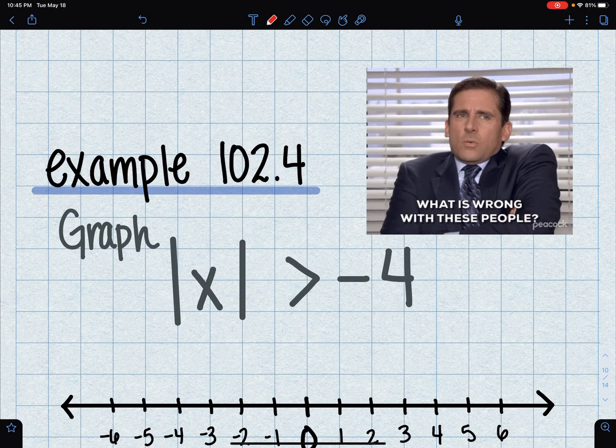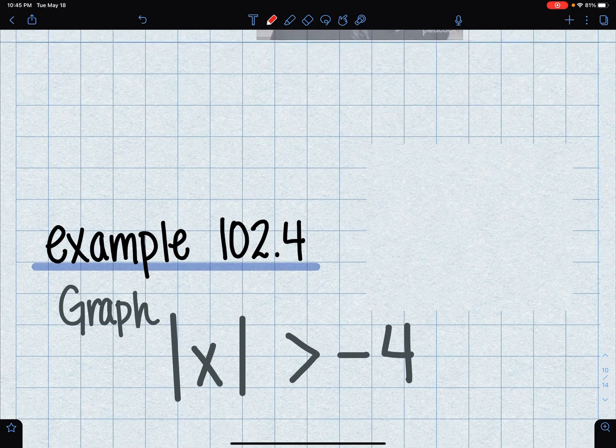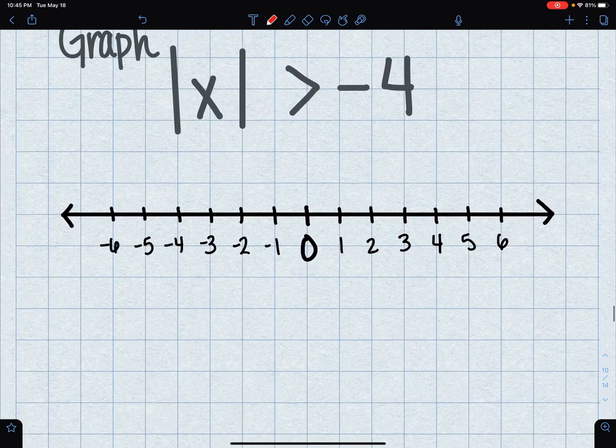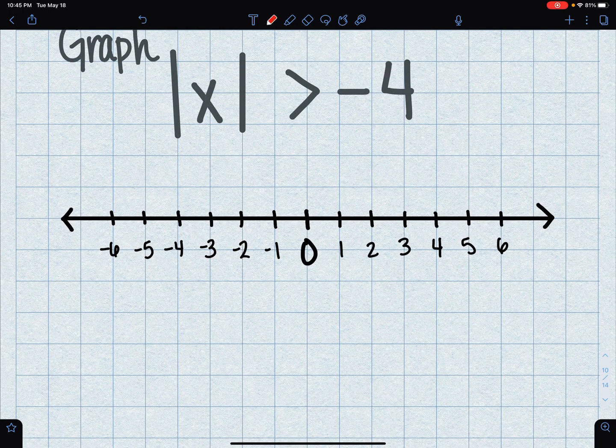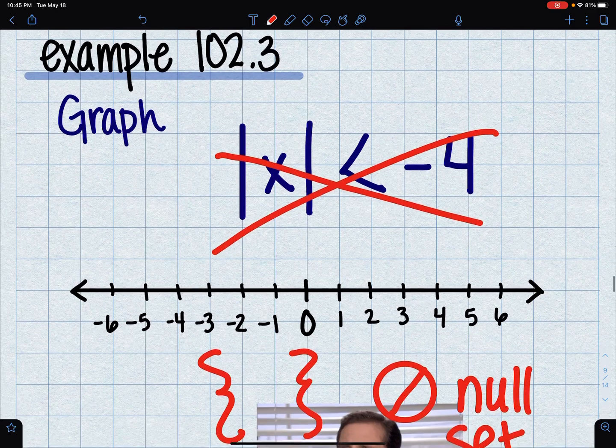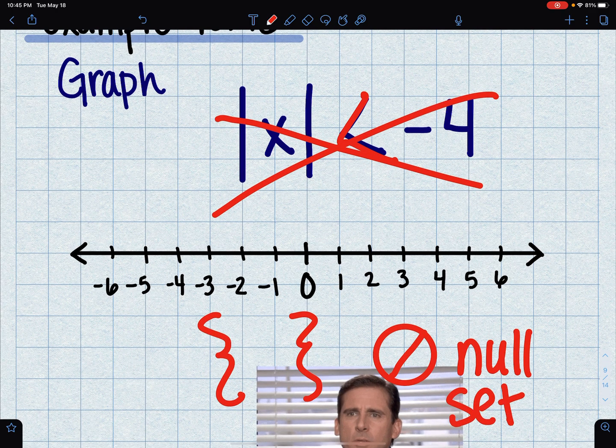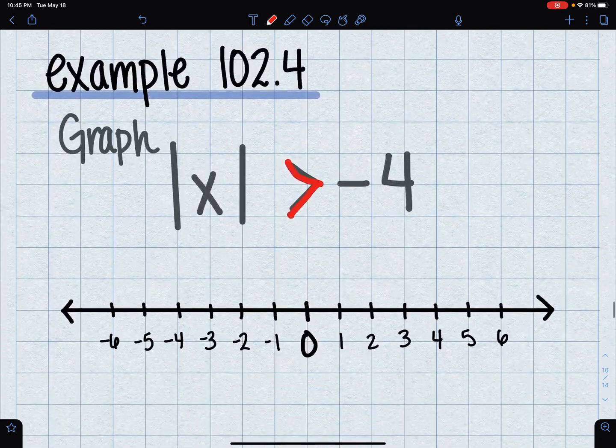102.4. I know. I'm thinking this too. What is wrong with the people coming up with these problems? They need to get a life, don't they? Like, what kind of mathematicians are coming up with this? Okay. What if we switch the sign? Because before we had this, less than -4. What if we have greater than -4?